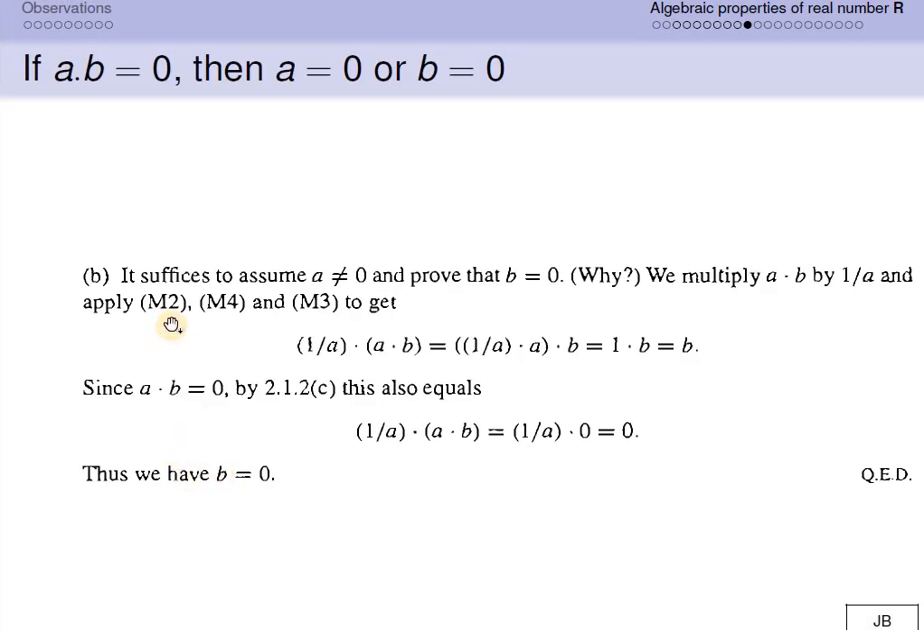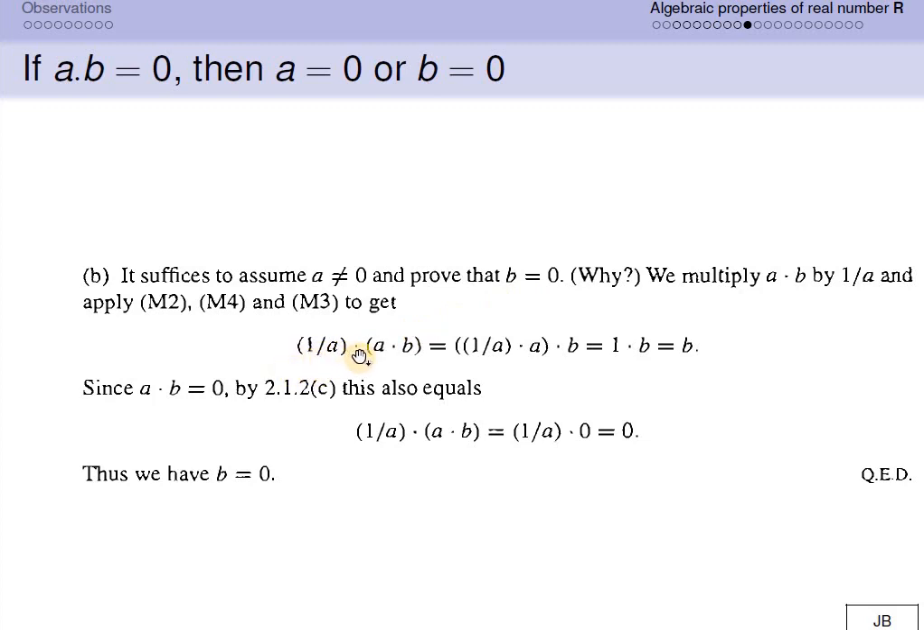So first of all, we assume that a is not equal to 0, because if a is equal to 0, then we are done. a dot b equal to 0 and a is equal to 0, so there's no problem. We have the result. So we start with a not equal to 0, and we want to prove that b is equal to 0. So you just start with this.